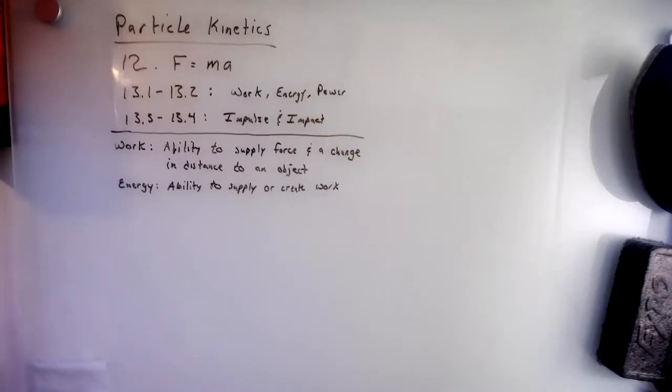Well, in chapter 13, we're still analyzing the same things. We're interested in motion, acceleration, forces, but we're going to do it in a little bit different frame. We're going to start with work, energy, and power, and then we're going to end with impulse and impact. So essentially, chapter 13 is two chapters with two sections each, right? So we'll have four sections of chapter 13.